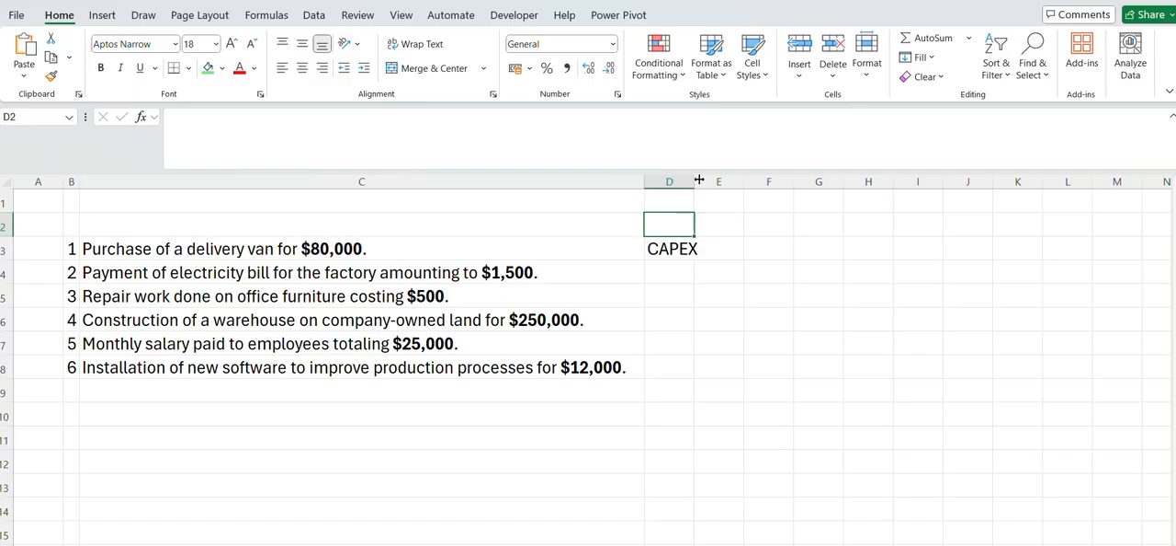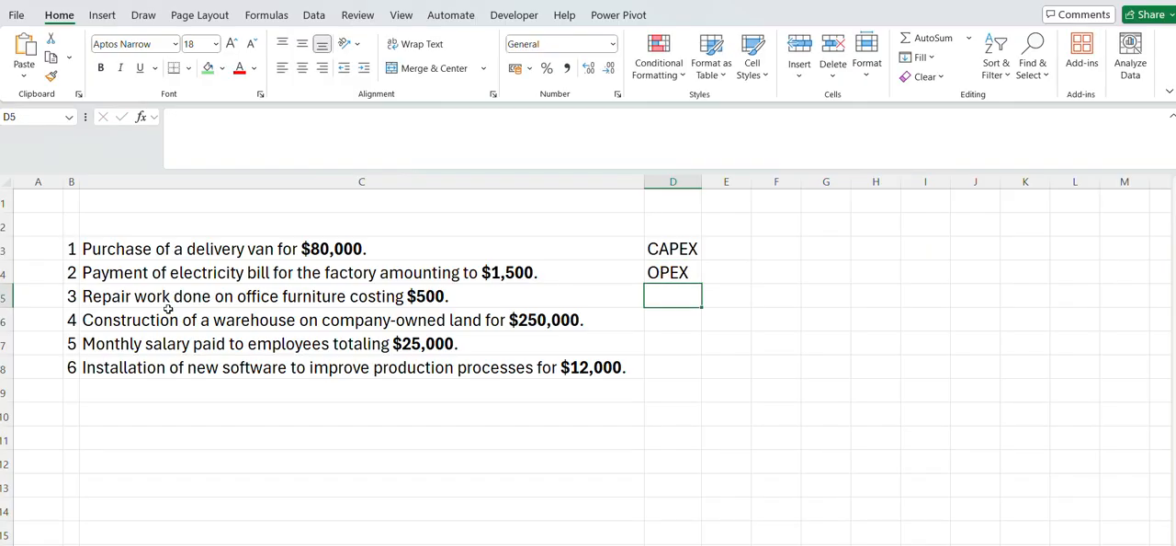Okay. And then let's go to payment of electricity bill for the factory amounting to $1,500. So electricity bill, that's part of utilities, day-to-day expenses, or it's the cost that meets the needs for the day-to-day, that cost that meets the day-to-day needs of the organization or the company. So this is what? Operating expenditure, OPEX.